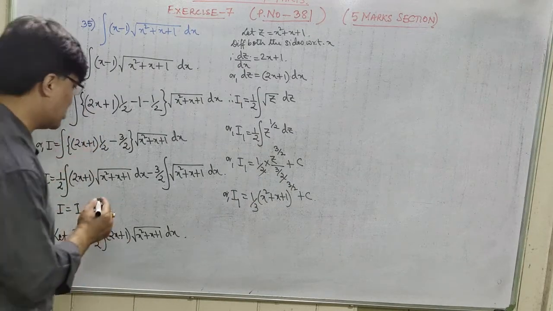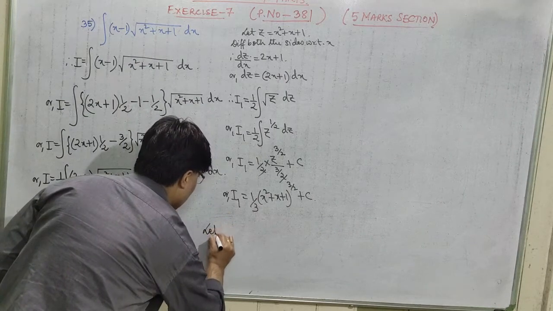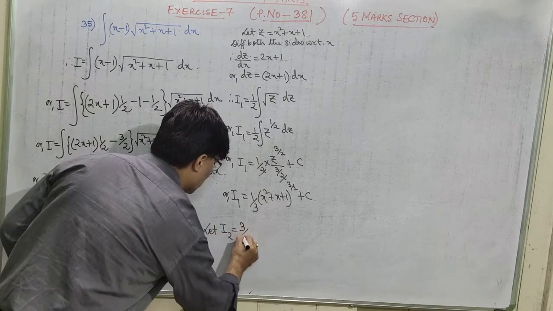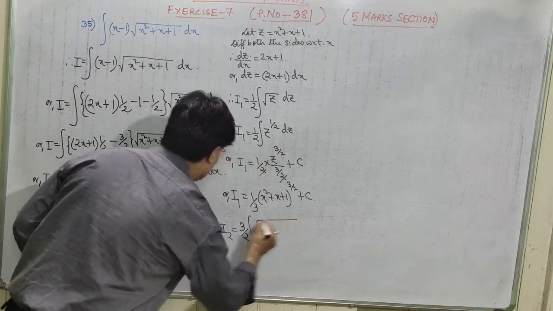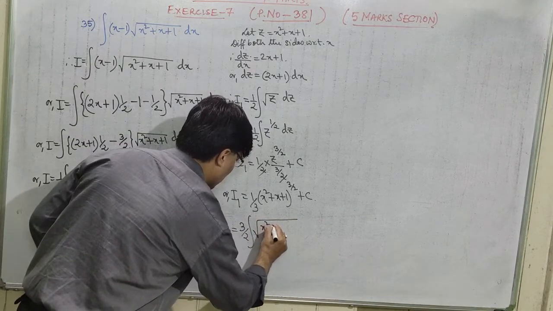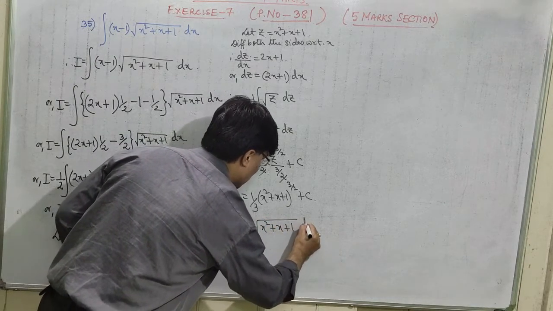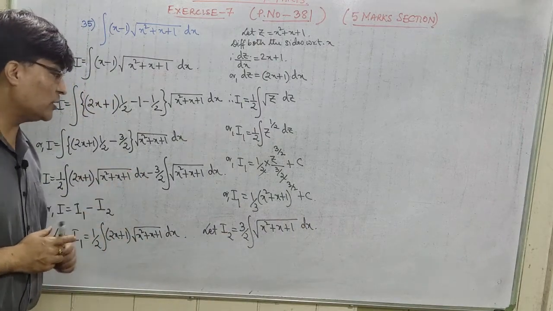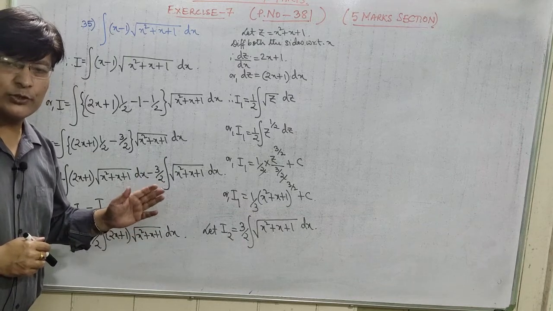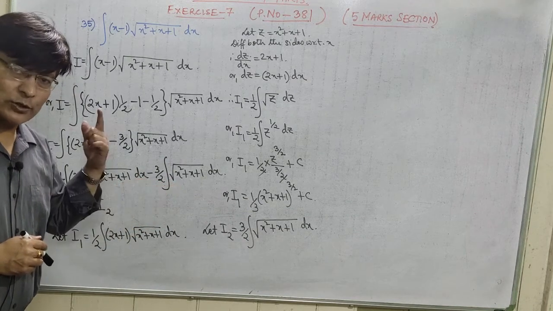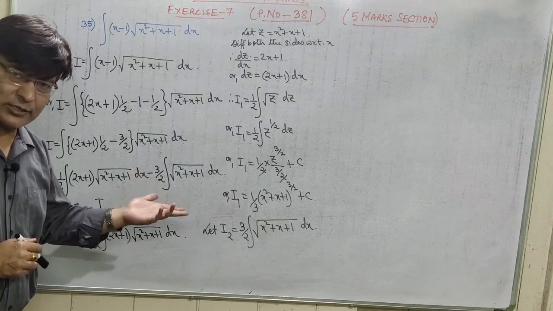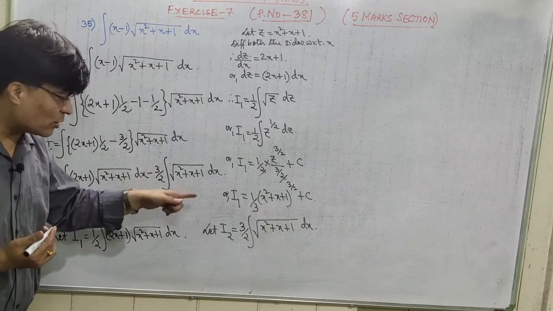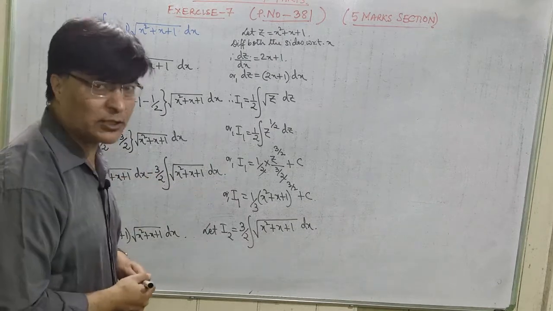So this is the value for only I1. So let us find out I2 now. Let I2 be equal to 3 by 2 integration of within square root x square plus x plus 1 dx. So let us convert it into a standard form now. So always make the coefficient of x square positive 1. X is also there, you have to convert it into perfect square form. So it is already positive 1. So let us convert it into perfect square form.